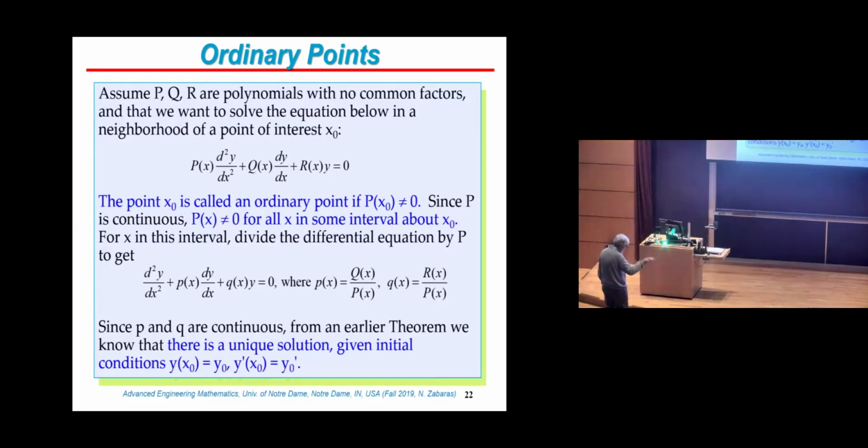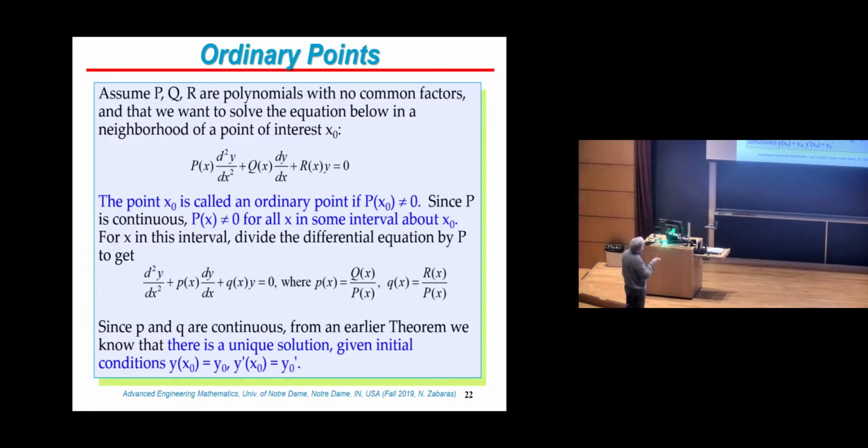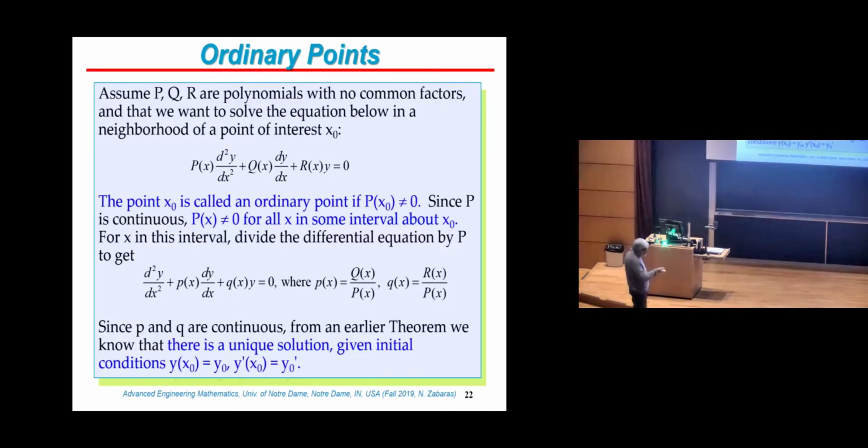This is sort of the standard theorem for second order differential equations, and we had a similar theorem for first order. If p and q are continuous functions, then there is a unique solution. So the idea here is, if I have an ordinary point where p of x0 is not equal to 0, and I divide by p of x, this function q over p will be a continuous function in the neighborhood of x0, so we know at least there is a solution. Okay?